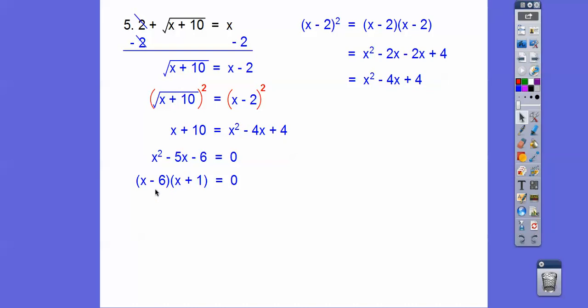The domain is all real numbers. The range is y is less than or equal to 0. Okay, let's try one more, and then we'll talk about these graphs.